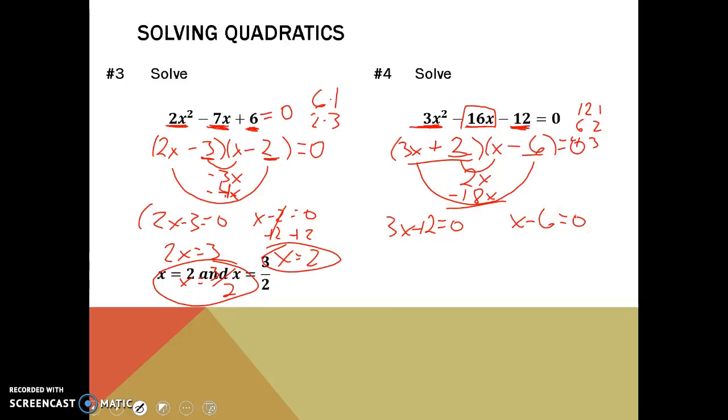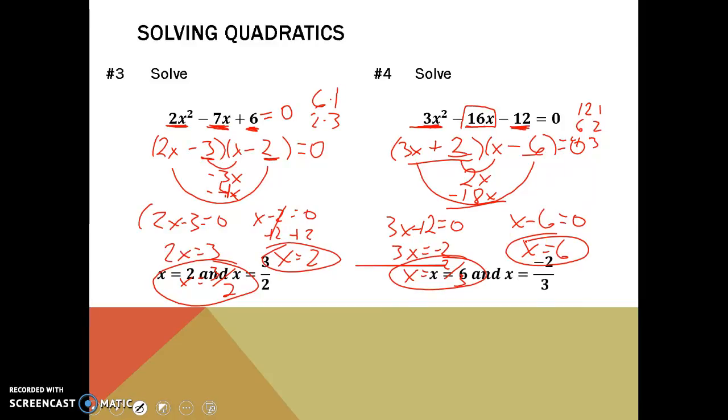The first equation, if I subtract 2 from both sides, I'll have 3x equals negative 2, and if I divide by 3, it's going to be negative 2/3. The second equation, if I add 6 to both sides, my solution will be x equals 6. And so my solution is either x is 6 or x is negative 2/3.